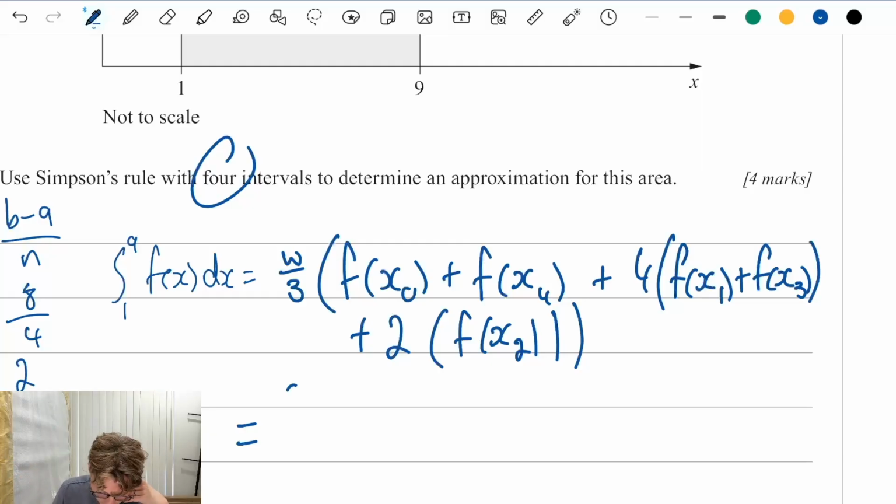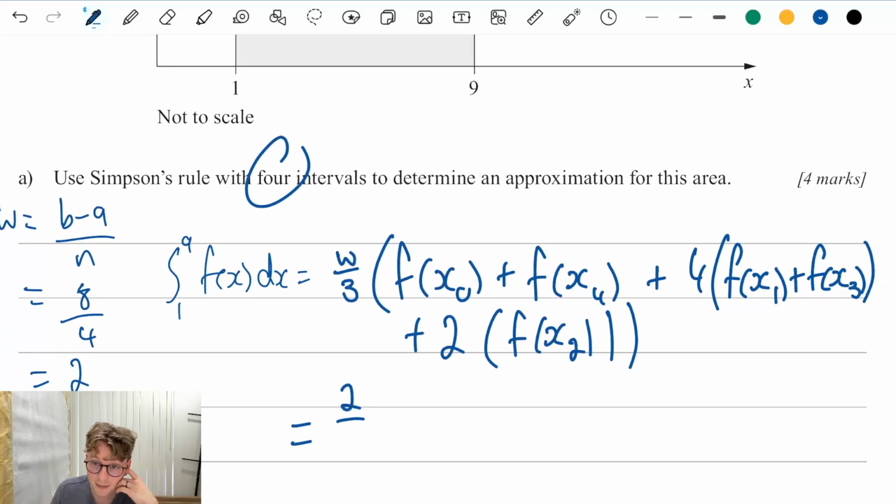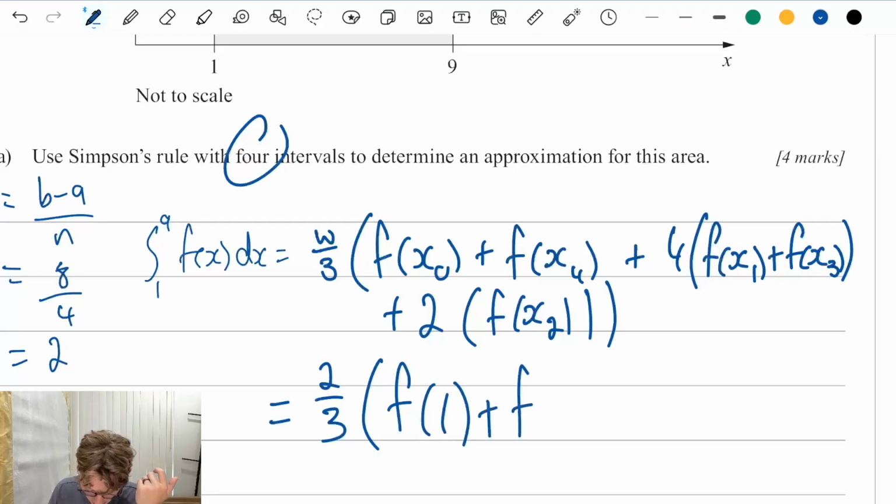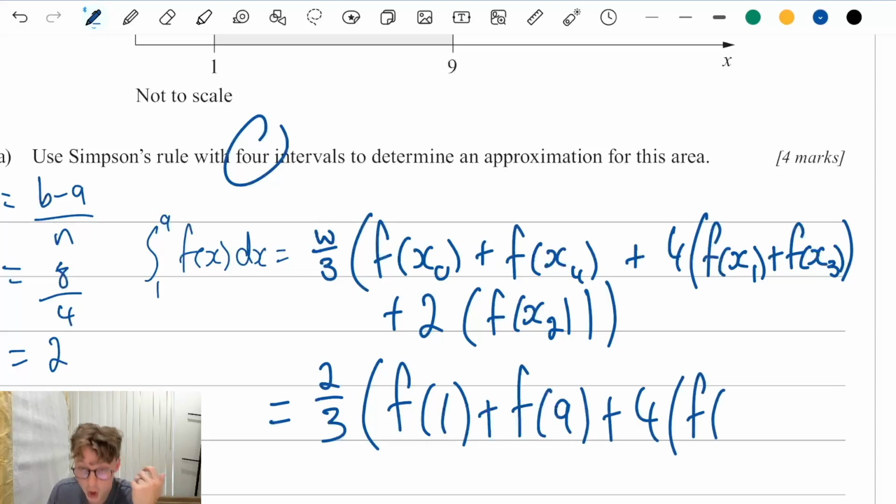So my W value is 2. We found that out over here. My W value is going to be 2. So this becomes 2/3 outside of, well, x naught, my first term. That's going to be 1, plus my last term, that is going to be 9, plus 4 times my odd terms. Well, we got 4 intervals, right? It's got a width of 2. So we're going from 0, we go up to 2. Okay, so we go up to 2.